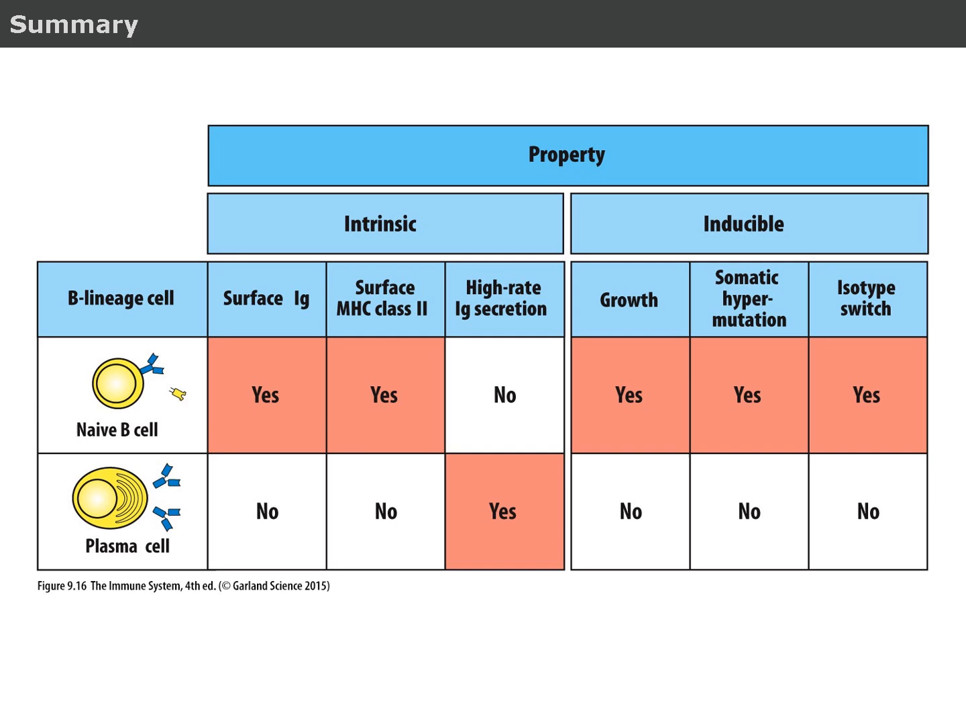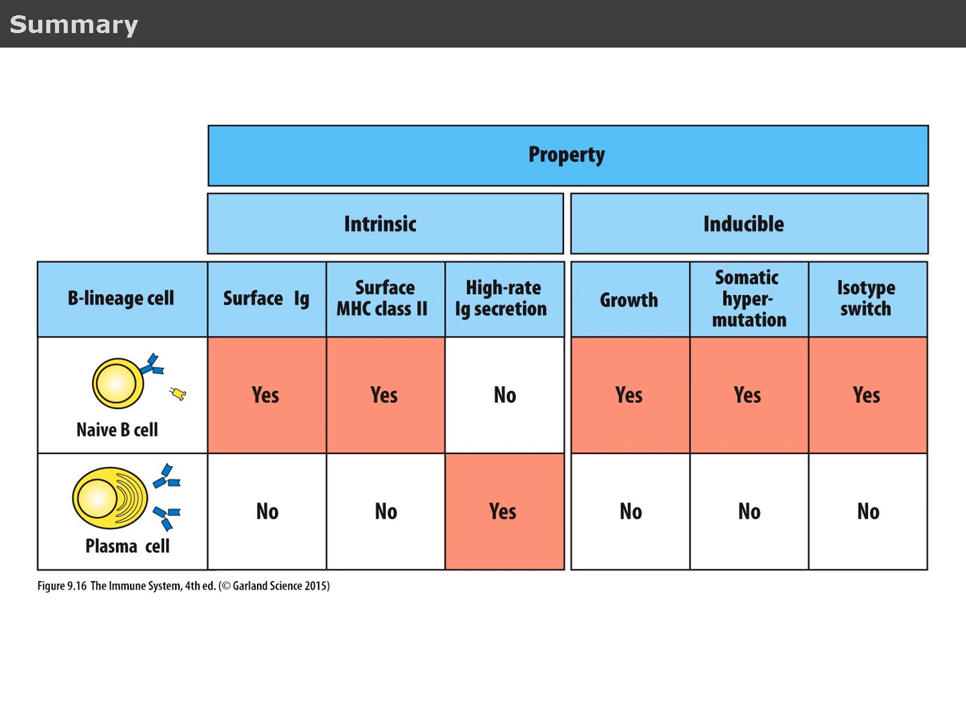When it comes to inducible properties, naive B cells are still flexible. They can undergo growth, somatic hypermutation, and isotype switching in response to activation and T cell help. Plasma cells, however, are terminally differentiated. They are locked into their role, no longer growing, mutating, or switching antibody classes.